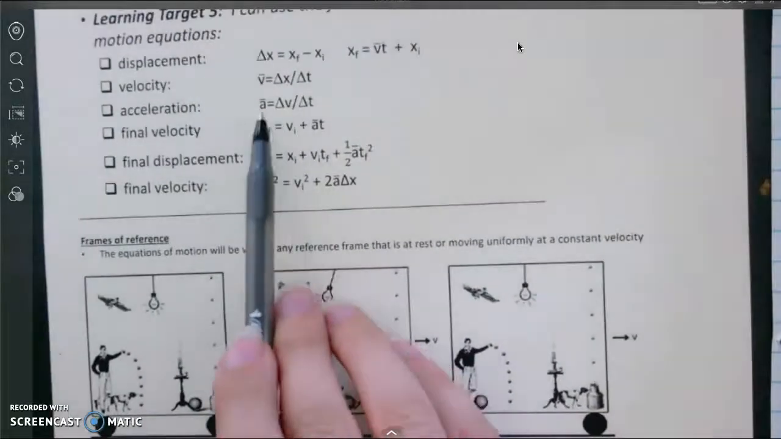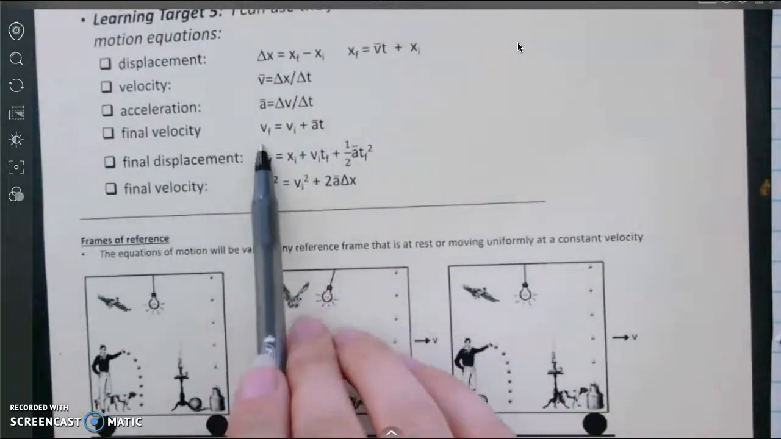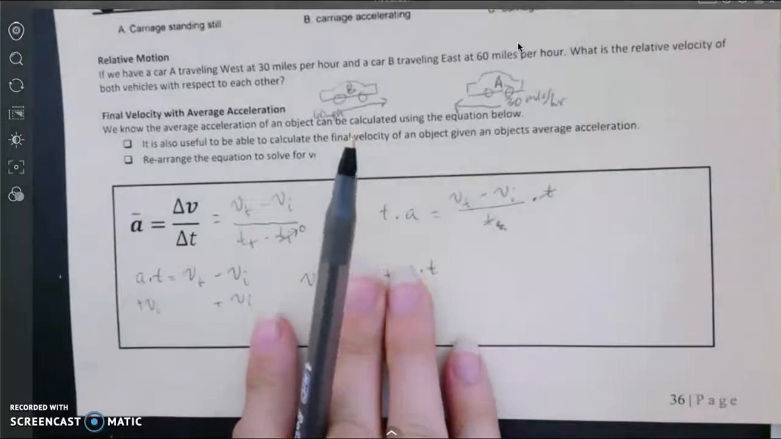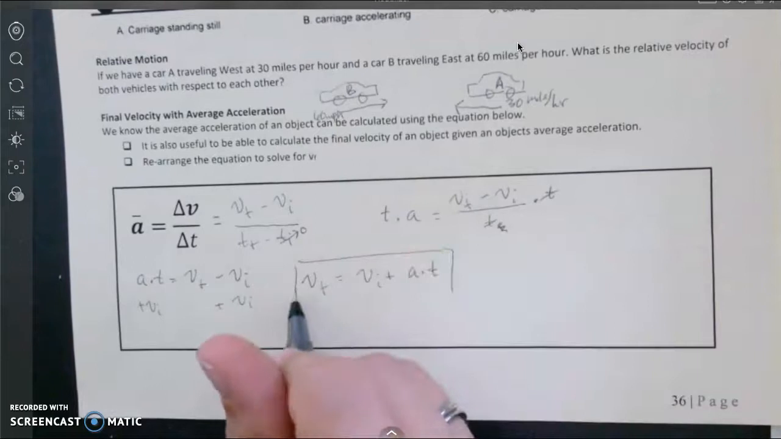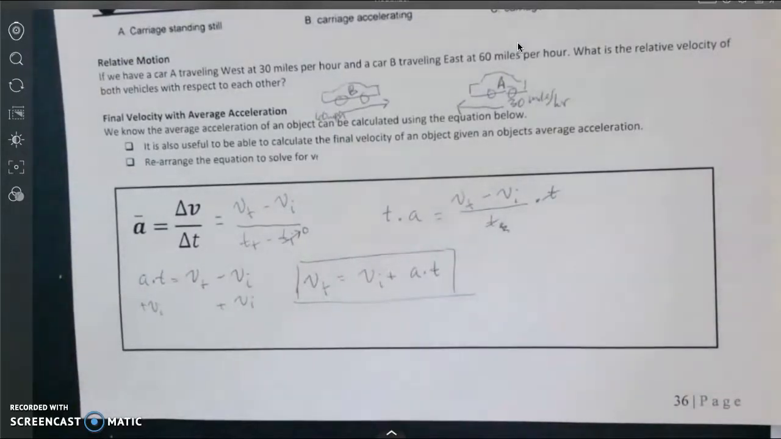And see, we just solved for that equation. Right there, we just figured that equation out. Okay. So we're going to use that equation quite a bit. Let's keep going though.